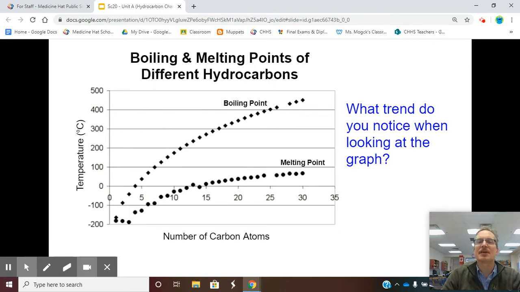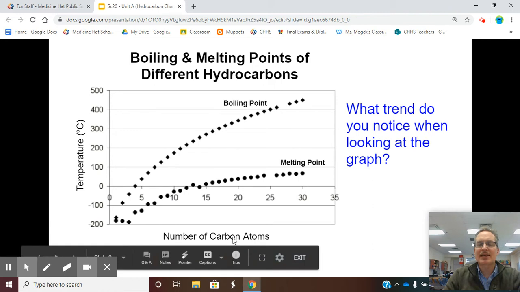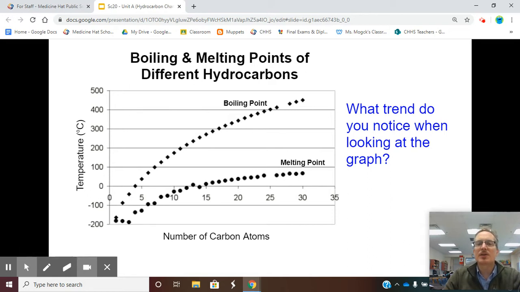Well, if we take a second and we truly study this graph of melting and boiling points of different hydrocarbons, we'll notice that on the x-axis, we are looking at number of carbon atoms anywhere from 0 all the way up to 30 on this graph, as well as the temperatures from minus 200 all the way to 0, all the way to plus 500 degrees Celsius. Okay, we'll notice that there seems to be a trend on this graph.